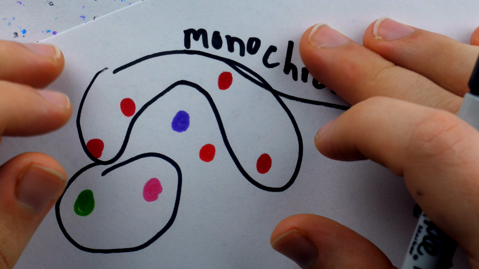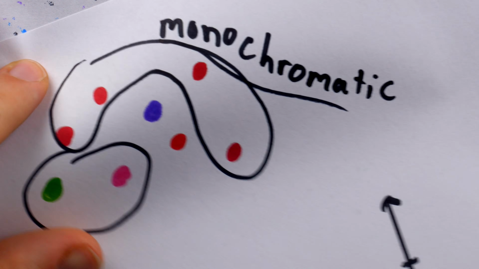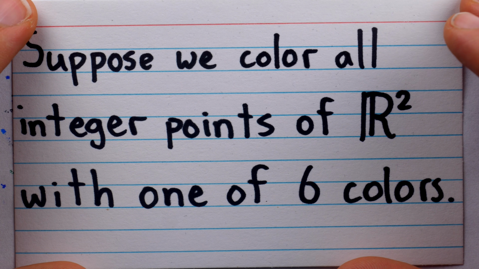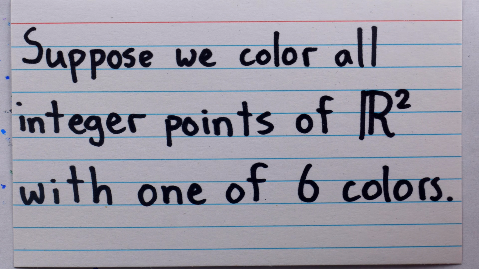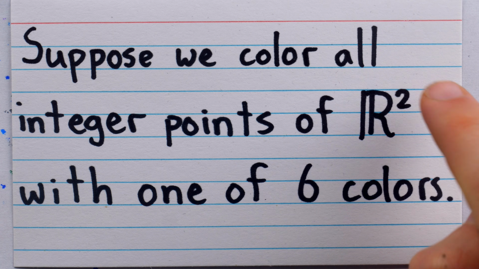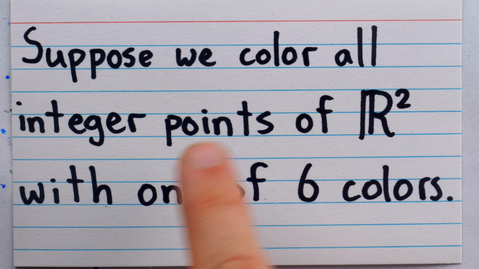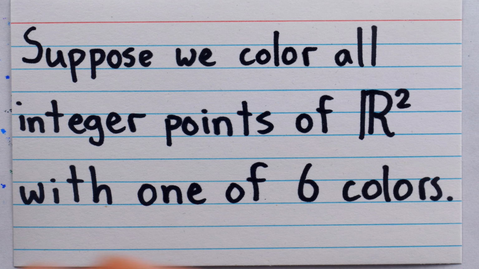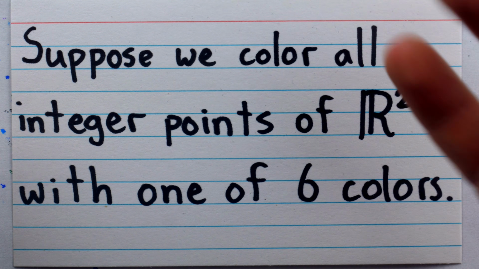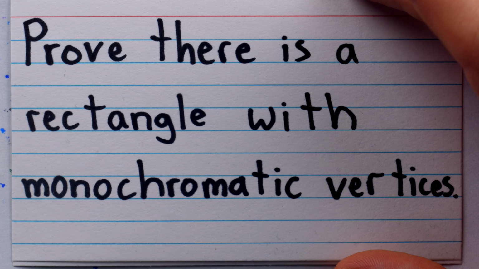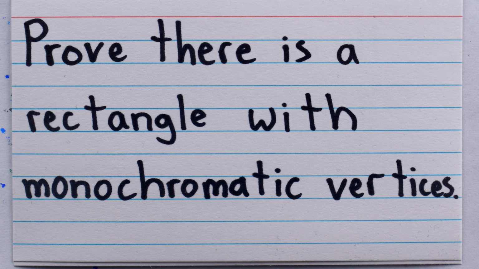This is a combinatorics problem from the classic book, A Walk Through Combinatorics. Suppose we color all integer points of R squared with one of 6 colors. So we know what R squared is. It's the Cartesian plane, the xy plane. It's got all of these points, and every pair of points that consists of integer coordinates, like (1, 1), (2, 4), (-7, 8), they're all colored with one of 6 colors. It is our objective to prove that there is a rectangle with monochromatic vertices.